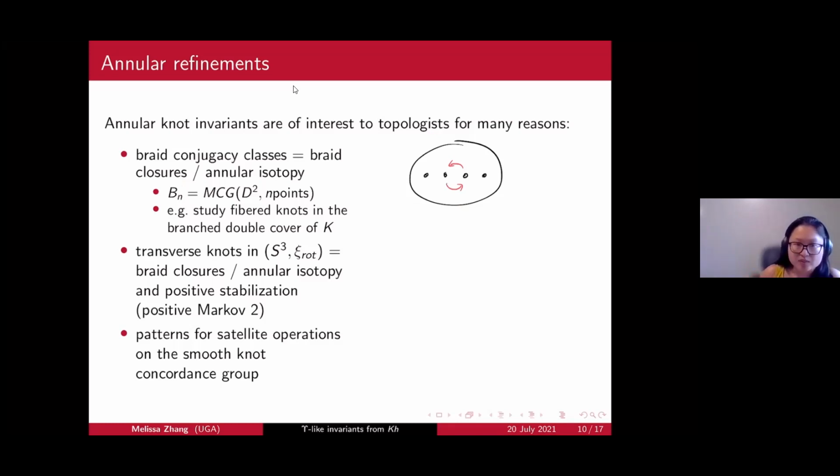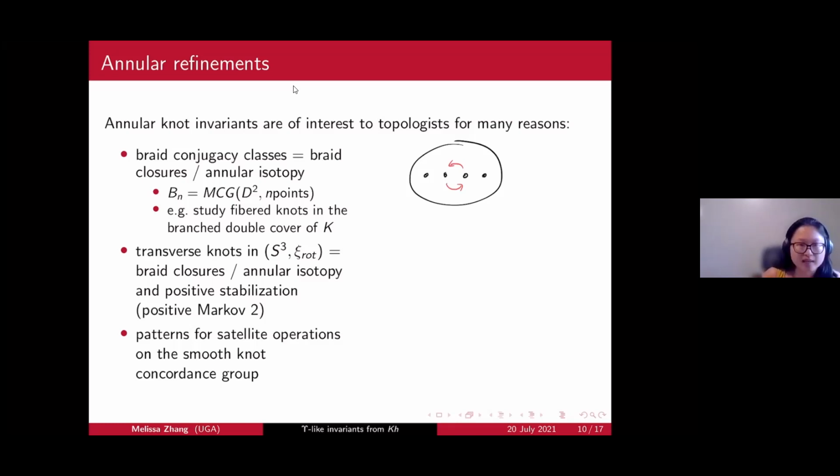Transverse knots are going to be taking that, so braid conjugacy classes, and further modding out by the positive version of Markov 2. So, of course, this is of interest to contact topologists. Transverse knots are just finer than regular knots and interact somewhat with the geometry of the contact structure.